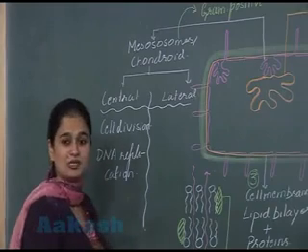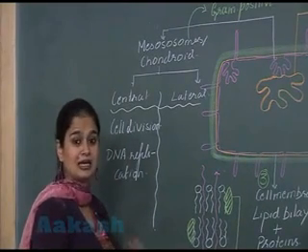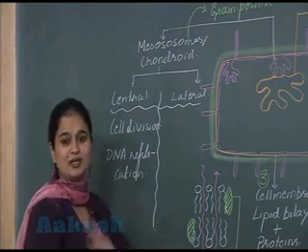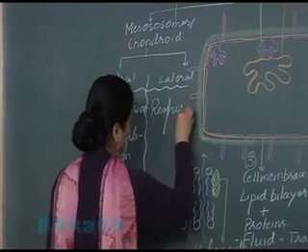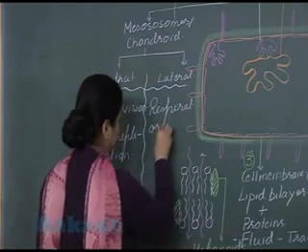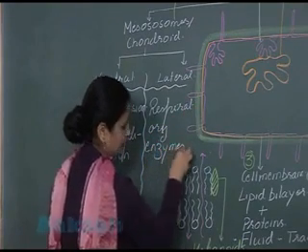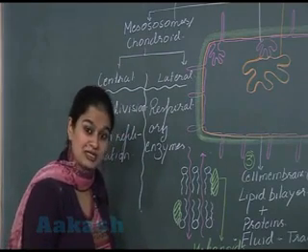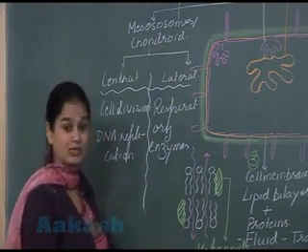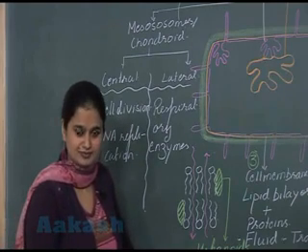Now let's see what is the function of the lateral ones. The lateral ones contain respiratory enzymes. Now which respiratory enzymes are associated with the lateral mesosomes, that we have to see here.